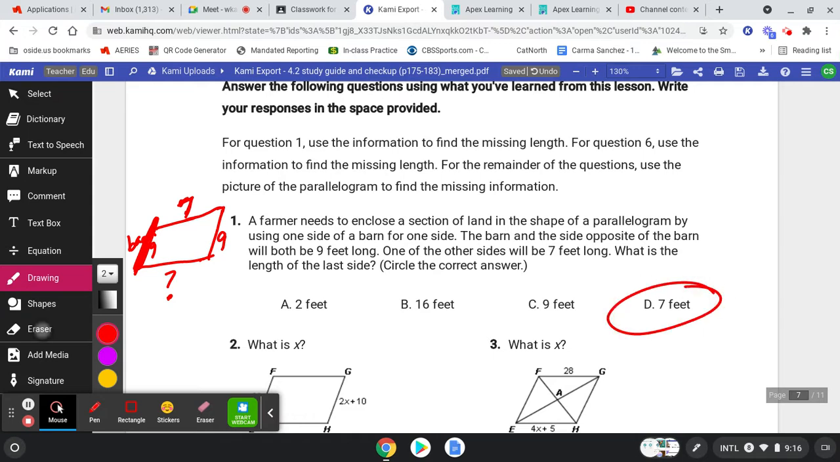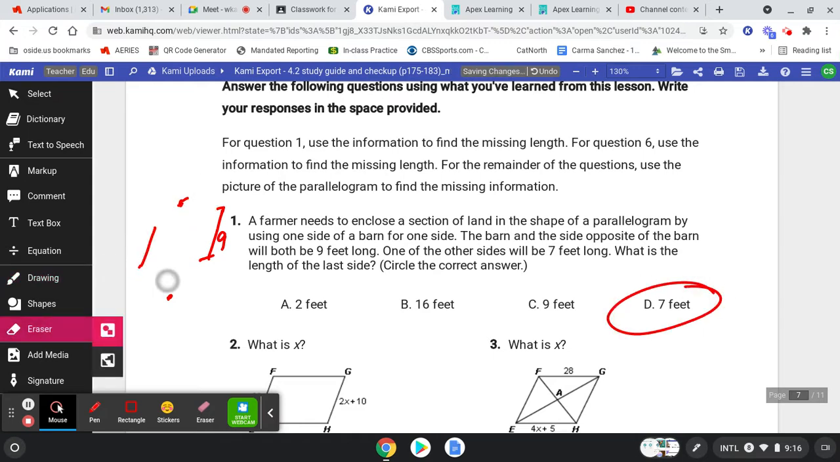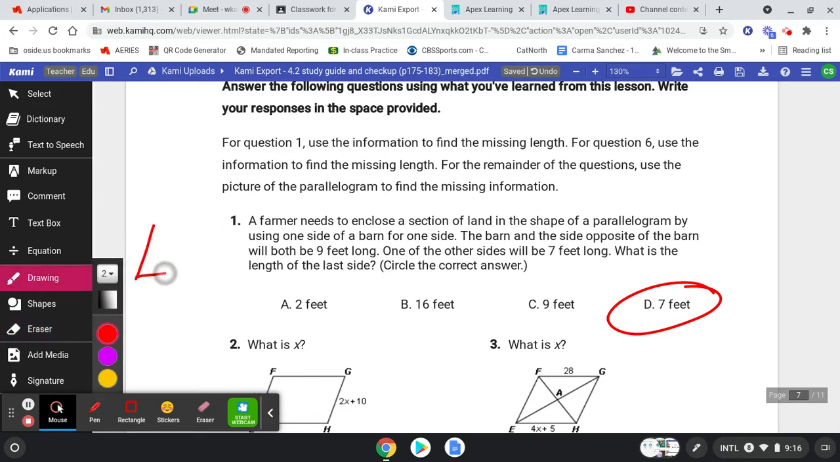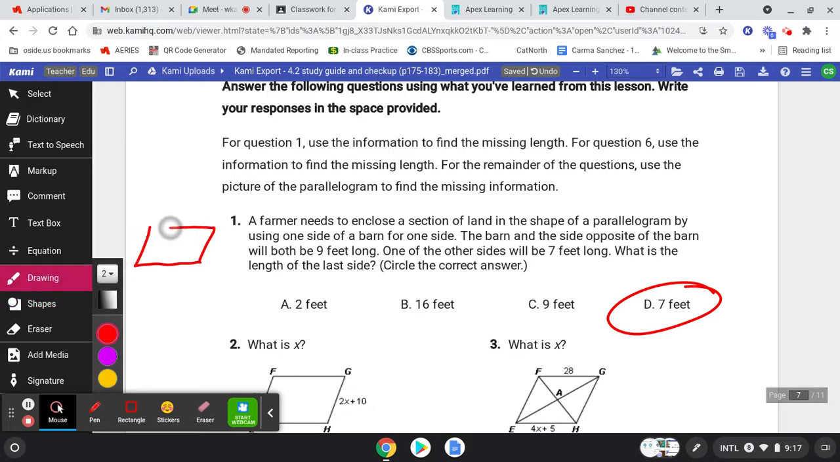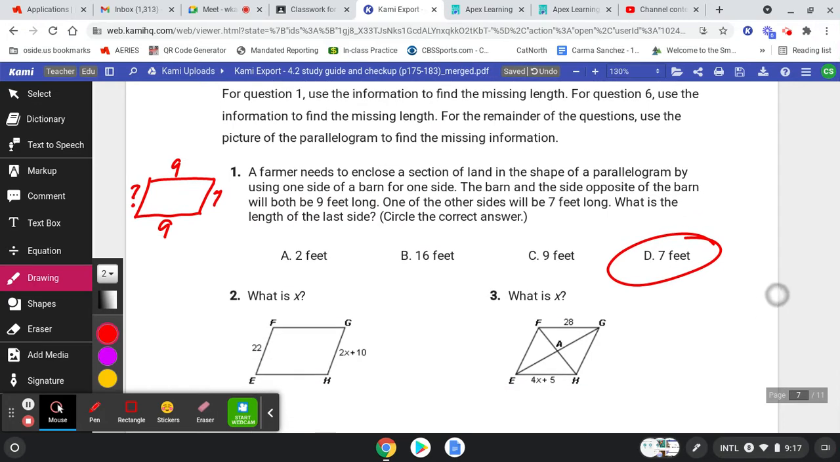So what is this based on? This is based on the fact that parallelograms have opposite sides that are equal. Okay, let's make this prettier. So if the barn side is 9 and the opposite side is 9 and one of the sides is 7 and they're asking us for this final side, then the answer is D, 7 feet.